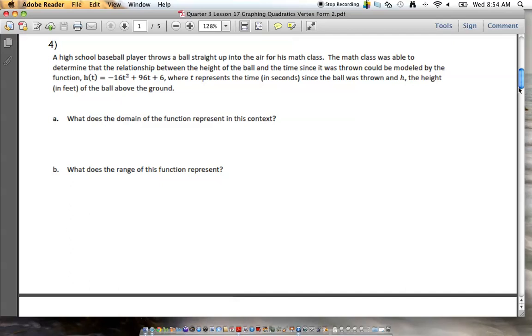Now, domain is the set of all inputs. In this case, we're inputting time: 0 seconds, 1 second, 2 seconds, etc. What would the range represent? If the domain is time, what's the range? Height. Very good.